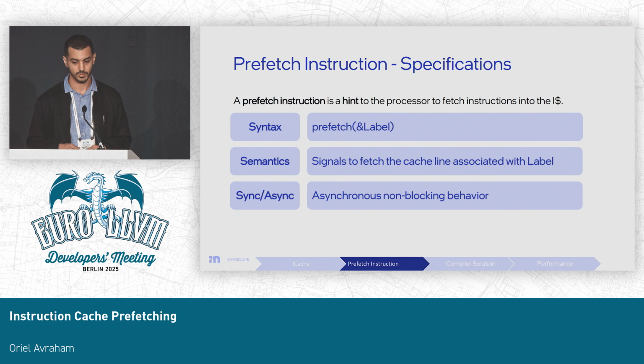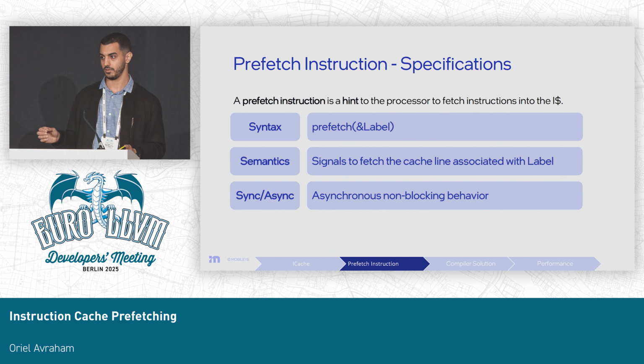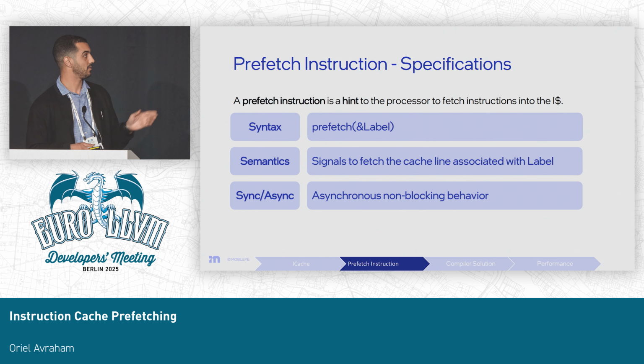So what is it all about? First of all, it is just a hint. It does not change the behavior of the program. It is a hint to the processor to fetch instructions into the instruction cache. Let's get a little bit into the specifications of this instruction. When it comes to the syntax, it's very simple: just prefetch with a label, just like any jump instruction.